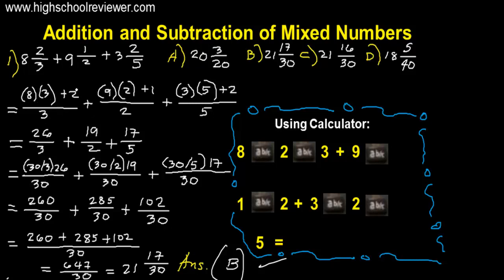So just like this fraction, we copy the denominator, and for the numerator, that will be the whole number multiplied by the denominator, and add to their product the numerator, which is 2. The same step for the two remaining fractions. And then our answer here, we have 26/3, 19/2, and 17/5.